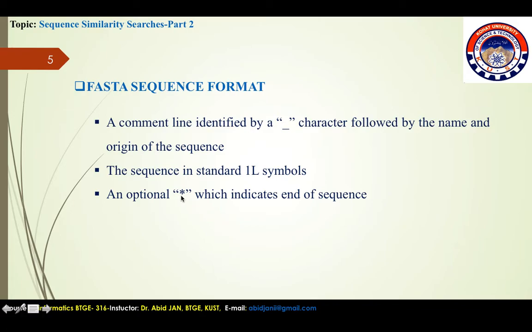An optional asterisk symbol which indicates the end of a sequence, and that may or may not be present. However, the presence of the asterisk symbol may be essential for reading the sequence correctly by some sequence analysis programs. The FASTA format provides a very convenient way to copy just the sequence part from one window to another because there are no non-sequence characters within the sequence.